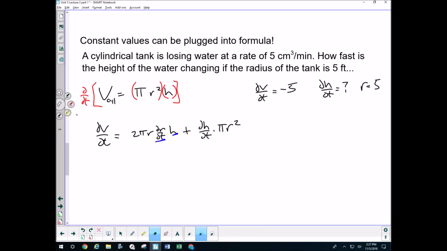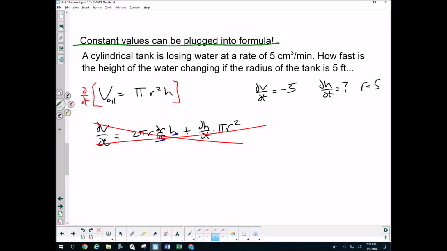I am not going to want you to do this problem this way, because once you plug in 0 for dr/dt, you realize you don't need to worry about h because this is just 0. Instead, I want you to approach this a different way. And it comes up to this statement up here. Constant values can be plugged into the formula. Yes, I have r equals 5, but r will always equal 5 for this cylinder. This is what I call a fixed value. It is always true.